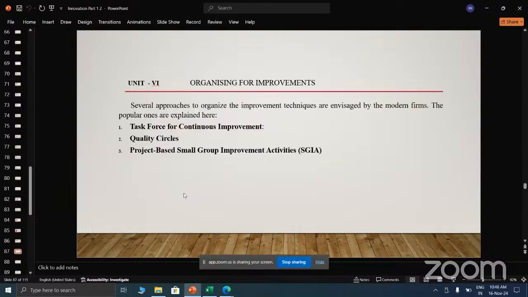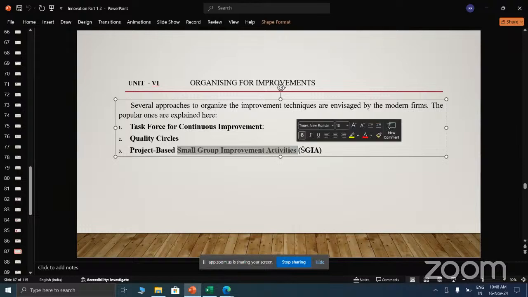Okay, now let's look at organizing for improvements. Several approaches have been identified to organize improvement techniques, and these are envisaged by modern firms. A few popular innovations include task force for continuous improvement, quality circles, and project-based small group improvement activities, which is called SGIA. So from here it is abbreviated SGIA. So just remember this. Probably you will be asked about this one.